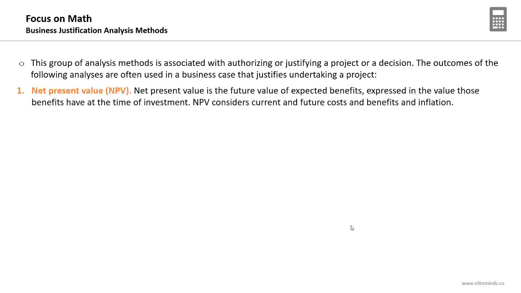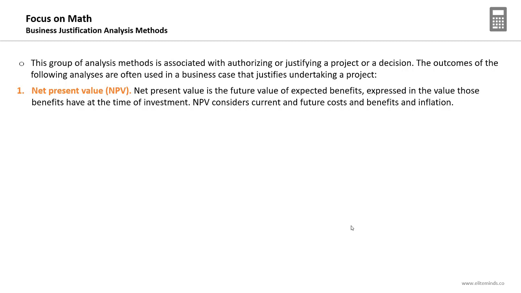Starting with the net present value, known as the NPV. Net present value is the future value of expected benefits expressed in the value those benefits have at the time of investment. Net present value considers current and future costs and benefits and inflation. It can be defined as the future value of the expected benefits minus the future value of the investment. This is why it's known as the net present value.